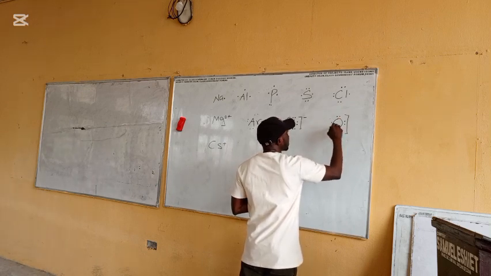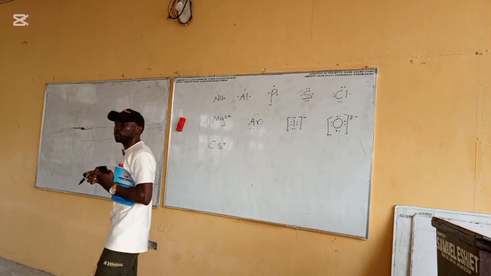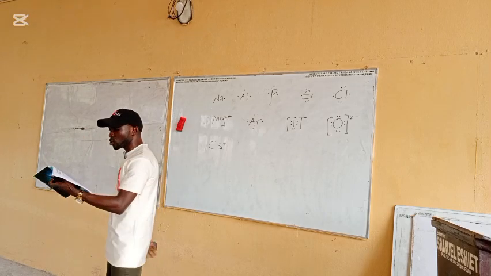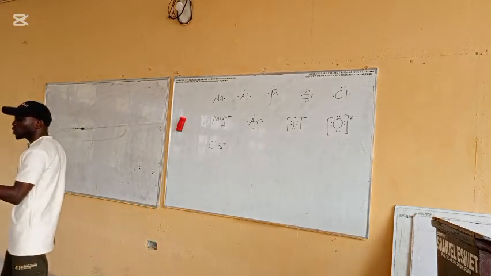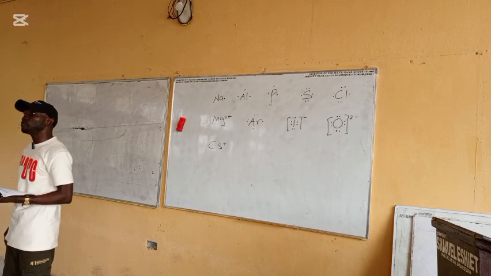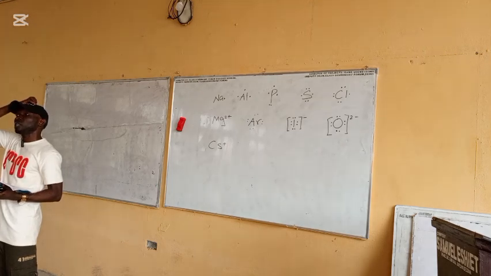I'm going to put a square bracket here. And what will I put outside? 2 minus. Beautiful. Listen to this. Number 3 says, construct the Lewis structure model for the ionic compound potassium chloride using the following steps. Now, if you follow all those steps, you become very good with Lewis structures.